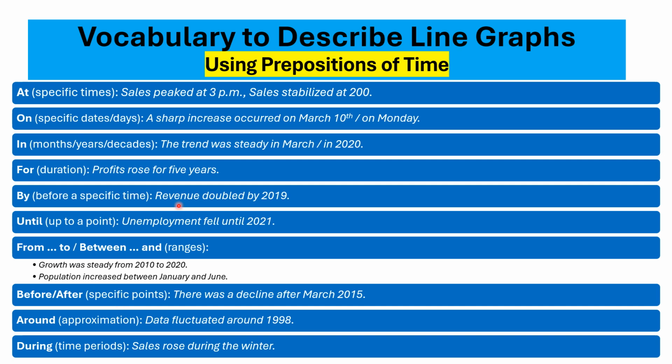At is used to mention specific times or numbers. For example, at 3 p.m., sales stabilized at 200, etc.